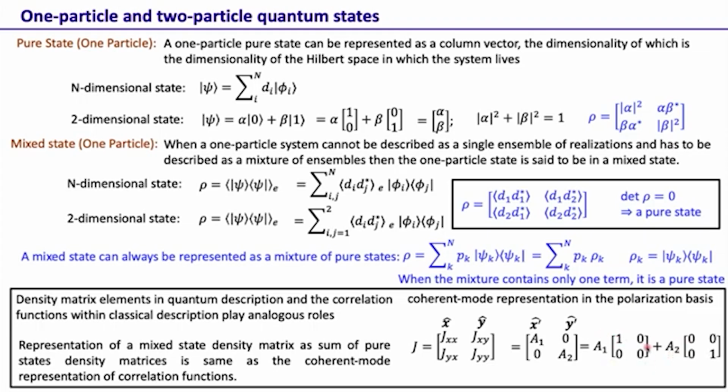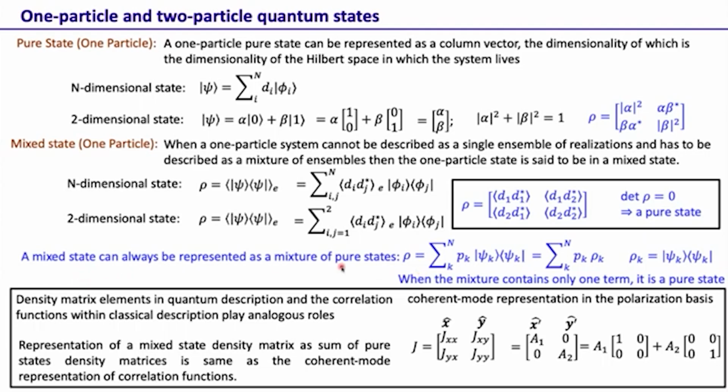Now this is essentially a pure state representing horizontally polarized light, or rather x prime polarized light, and this a2 times this state, which is y prime polarized light. This coherent mode representation, or representing a mixed state as a mixture of pure states, or when we do the diagonalization of a matrix, these are all one and the same thing. These all involve diagonalization of a matrix.